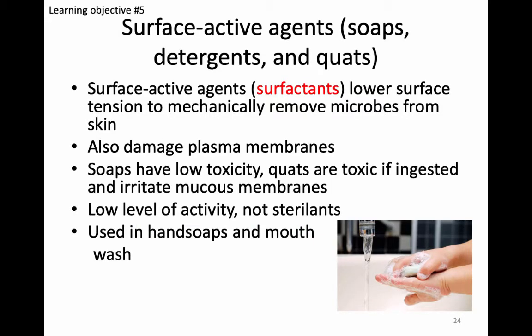Surface active agents are soaps, detergents, and quaternary compounds, abbreviated quats. These are all types of surfactants, and what they do is lower the surface tension to mechanically remove microbes from the skin. If you have microbes stuck to your skin, you soap up your skin, the microbes get caught in the soap bubbles, and when you wash the bubbles with water, the microbes are washed off your skin as well.